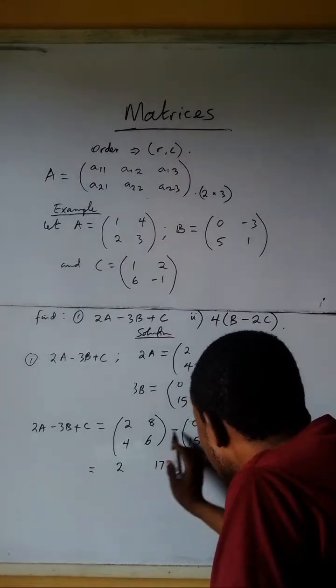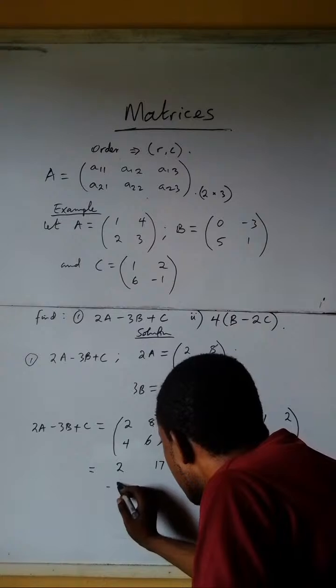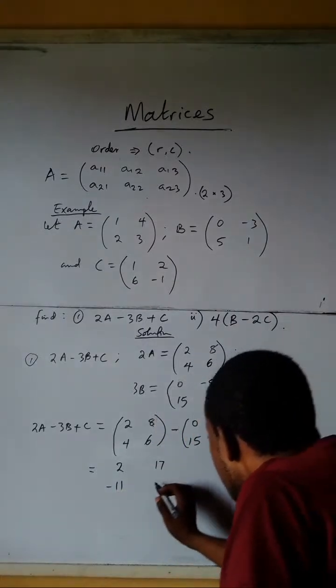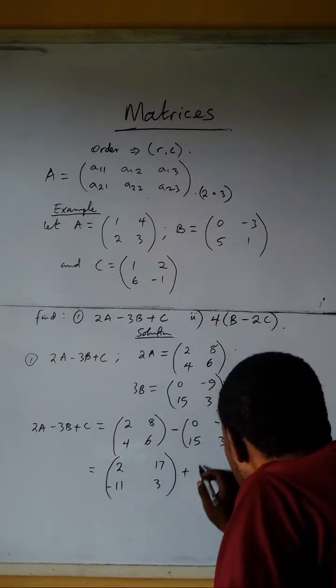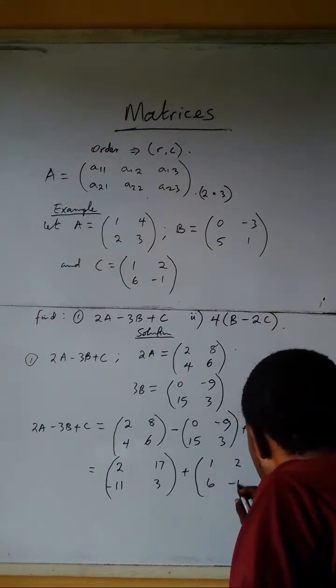So we have 4 minus 15. That's minus 11 from there. And here we have 6 minus 3. That's 3. So that's the first one. Then plus what we have here, which is 1, 2, 6, minus 1.